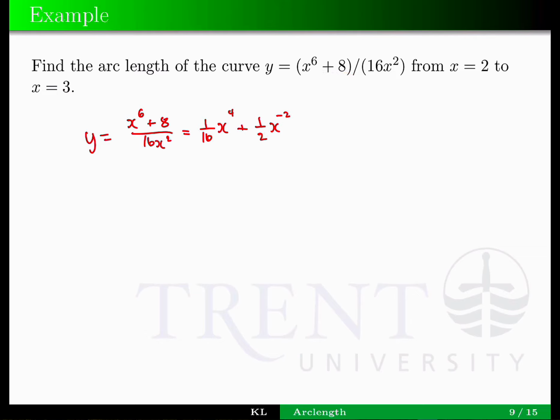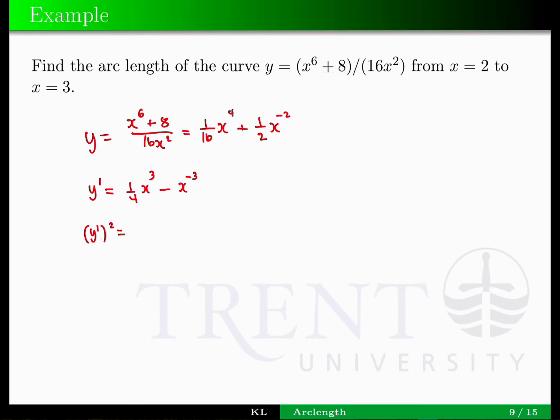Then we can take y prime. Y prime will be 1 over 4 x to the power 3. Then here, this becomes minus x to the power negative 3. Okay, so negative 2 will go down. So negative 2 over 2, that's minus 1. And then minus 2 minus 1, that's minus 3. So this is our y prime. We square it. Y prime squared.